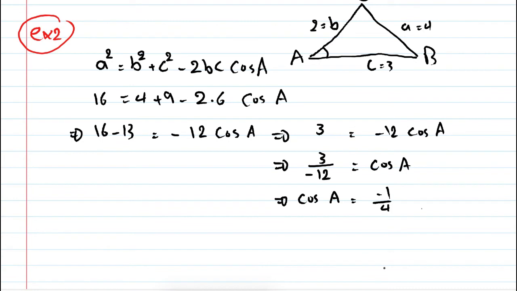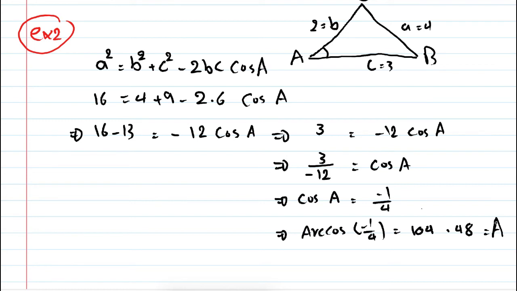Okay, I can use arc cosine. So from this, I have arc cosine of minus 1 over 4. It equals, so I've done the calculation, it equals 104.48. So this angle right here equals capital A. Okay, so as you can see, it is very, very easy to use the rules of cosine.